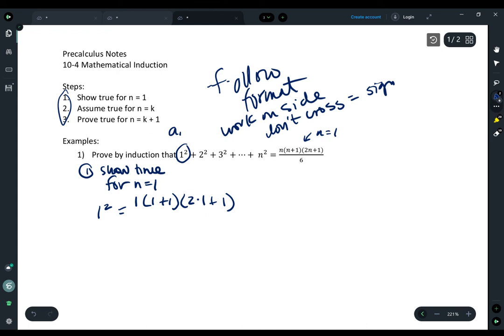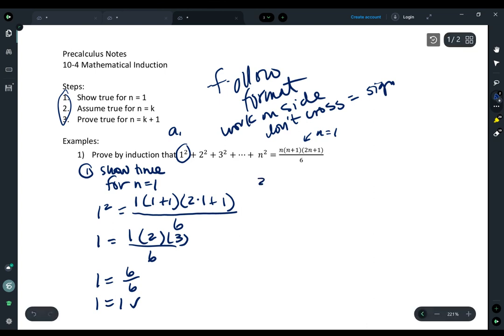So my first term was the 1 squared, and then I put 1 in for all the n's here, and I'm just showing that this is going to work out. Let's see, 2 times 1 is 2, plus 1 is 3. So I end up with 1 equals 6 over 6. So 1 equals 1, and that is true.